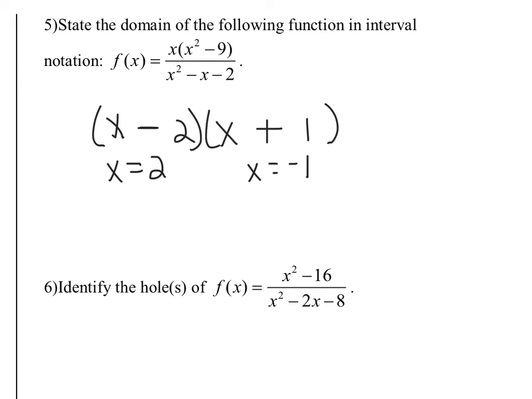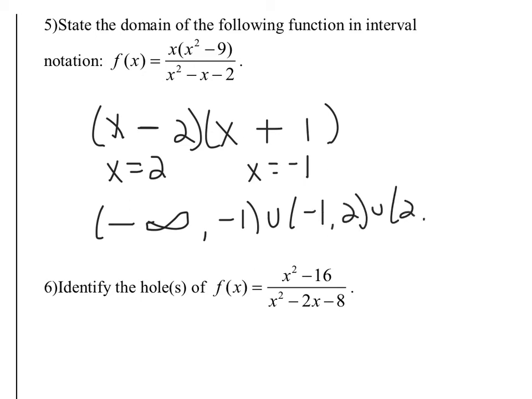That's going to tell me what my values are for my asymptotes. It's also going to tell me what my values are for my domain, because the domain is going to be all real numbers except where the asymptotes are at. So except, go ahead and write this in, negative infinity to negative 1, then negative 1 to 2, and then 2 to infinity. And that's it. And that's how we're going to write our domain in interval notation.